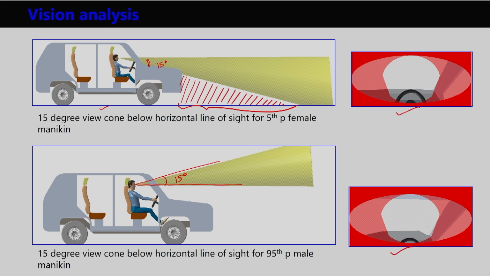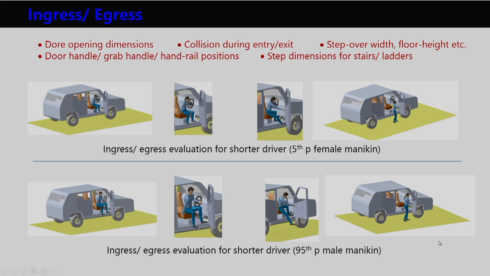And while the drivers are looking forward, how much area is actually visible, that is coming in this type of eye view window. Apart from this vision analysis, digital modeling software is also helping in ingress egress analysis. So, various aspects of ingress egress analysis: while the driver or passenger is going inside the car or any other automotive vehicle and coming out, what type of problem they are facing and how comfortable that entry exit is, we can evaluate using digital human models.